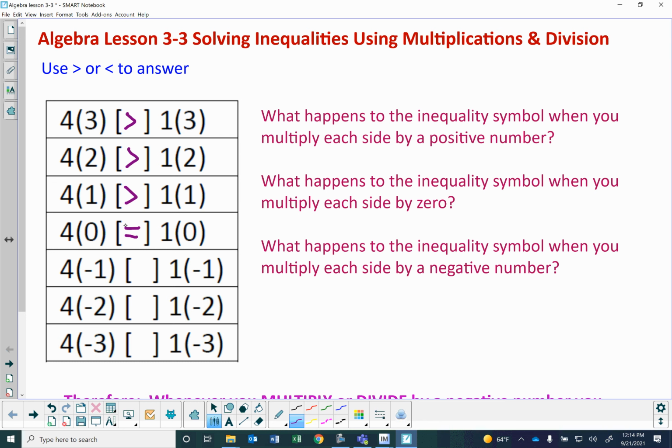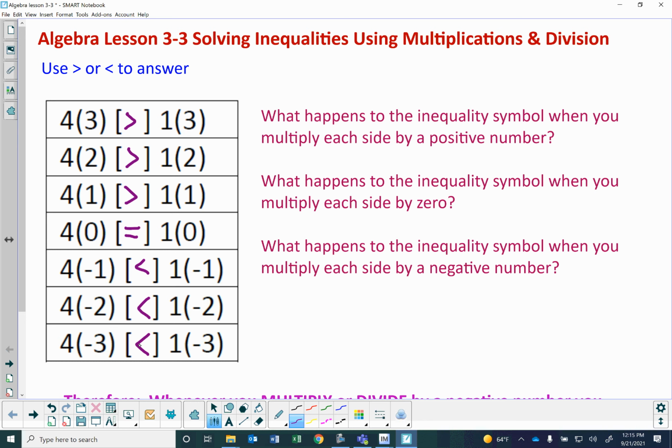Now let's look at what happens when we multiply by negative numbers. If I multiply 4 times negative 1, I get negative 4, and 1 times negative 1 is negative 1. Well, negative 4 is actually smaller than negative 1. It's further to the left on the number line. So 4 times negative 1 is less than 1 times negative 1. 4 times negative 2 is negative 8, which is less than 1 times negative 2, which is negative 2. And last but not least, 4 times negative 3 is negative 12, which is less than 1 times negative 3, which is negative 3.